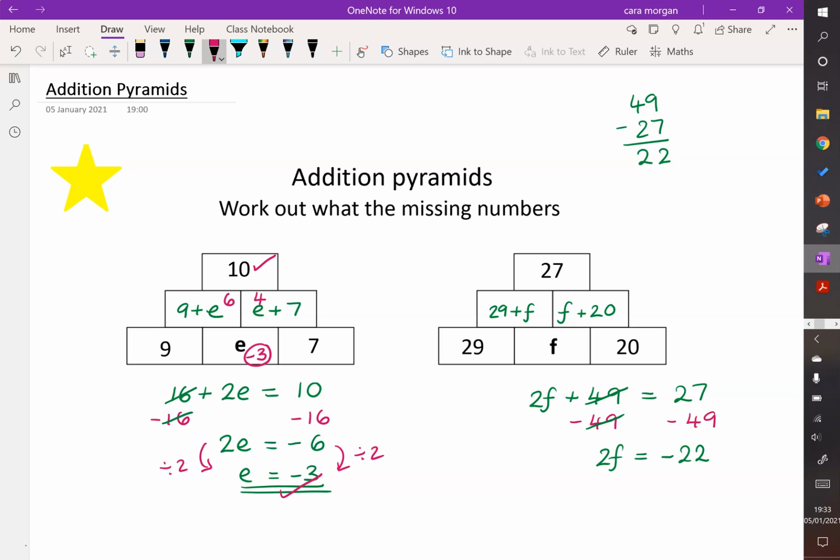I can see that 1F has definitely got to be a negative number because when I divide a negative number by a positive number, I always get a negative answer. So I've got F is negative 11.